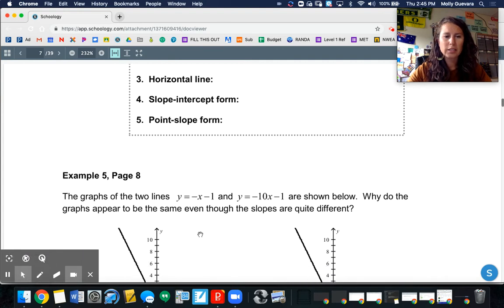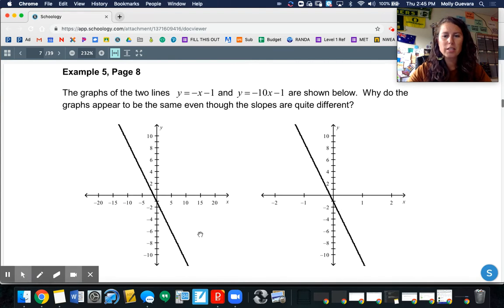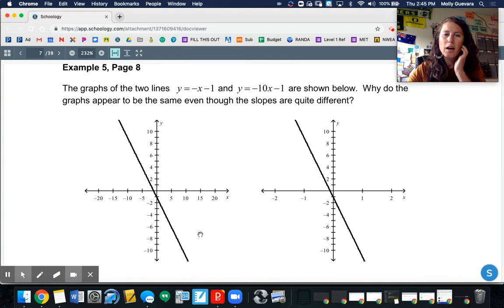So now we're going to look at example 5, and this is more of just a make-an-observation problem. Here it says I'm given the graph of two lines. One of the lines is negative x minus 1, so that's up here. And the other line is negative 10x minus 1, which is here. Why do the graphs appear to be the same even though the slopes are very clearly different? One slope is negative 1, the other slope is negative 10. So why is it that they look exactly the same?